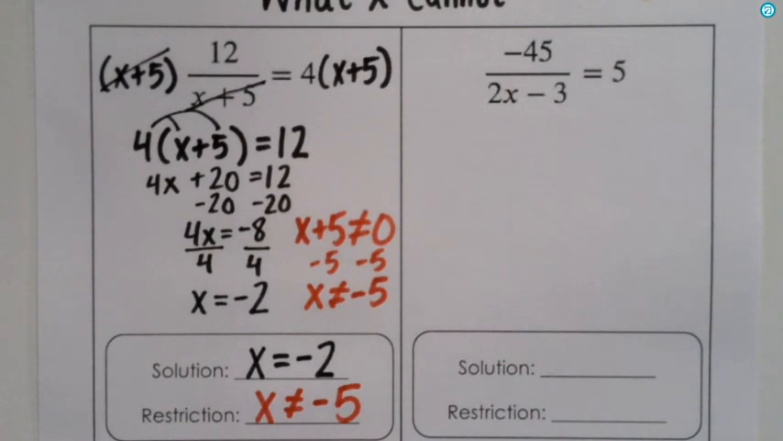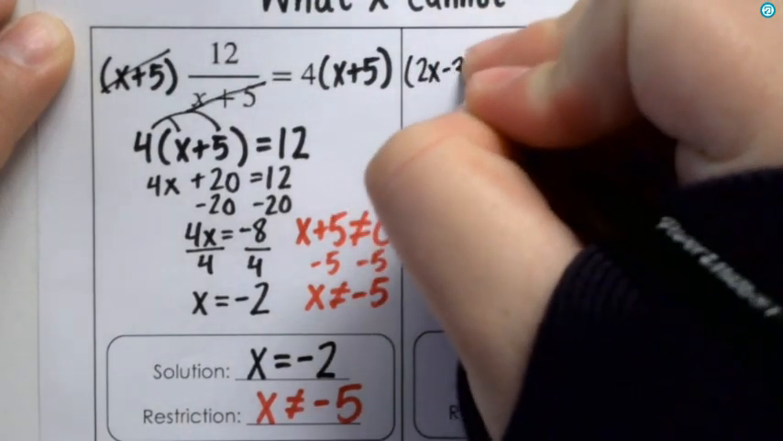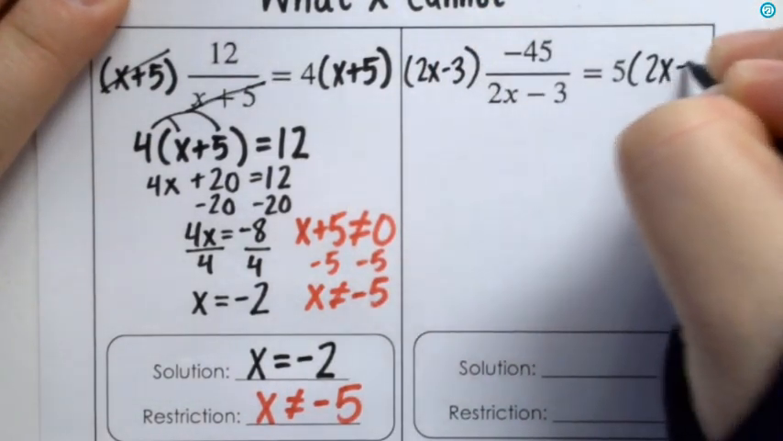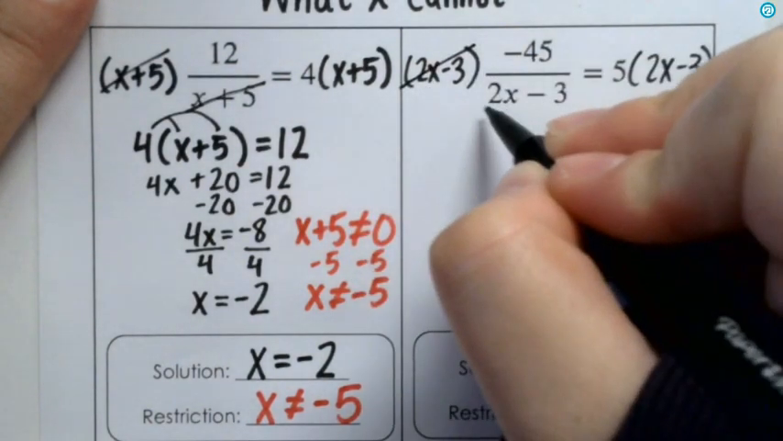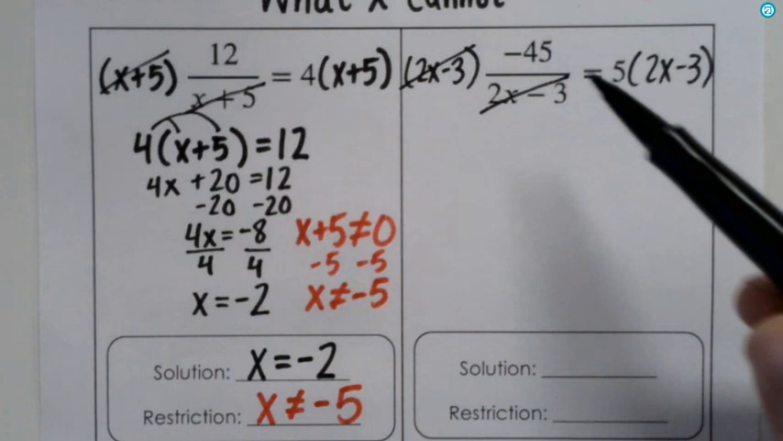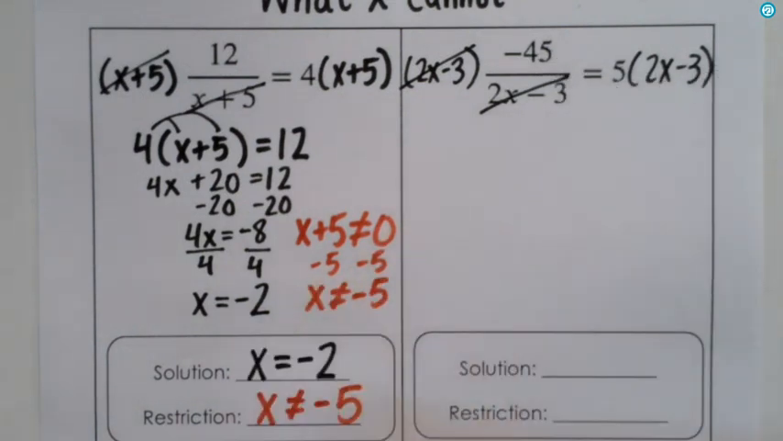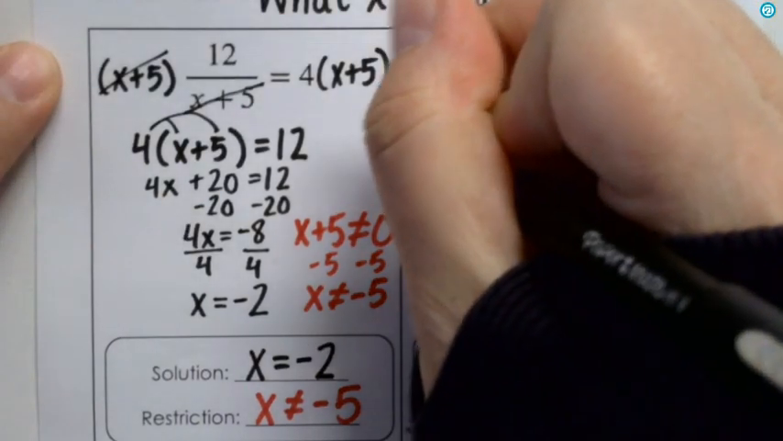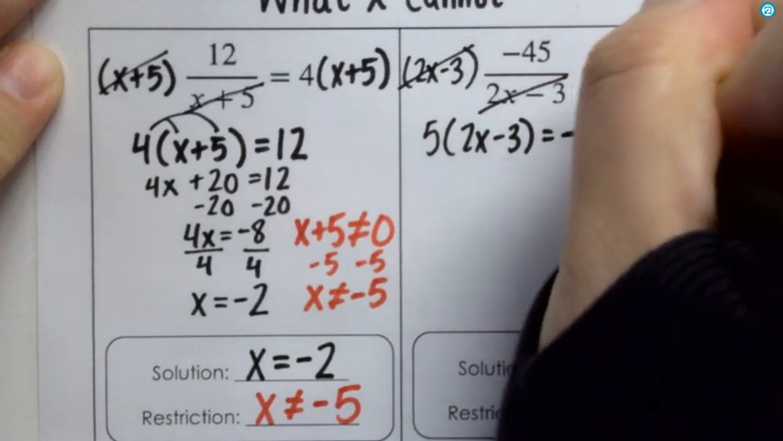So, let's look at the next one then. Same first step. We get that 2x minus 3 out of the denominator. We're always going to put it in parentheses, multiply both sides by it. So, I'll multiply both sides by that 2x minus 3. On the left side, these cancel. So I've got negative 45 equals 5 times 2x minus 3. I'm going to go ahead and flip that around and do 5 times 2x minus 3 equals negative 45.